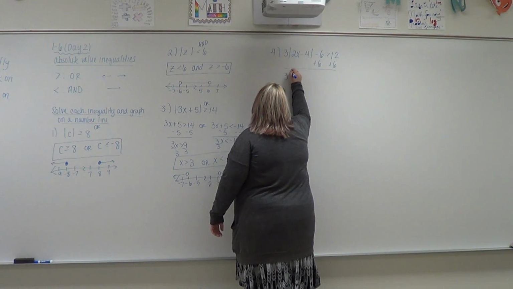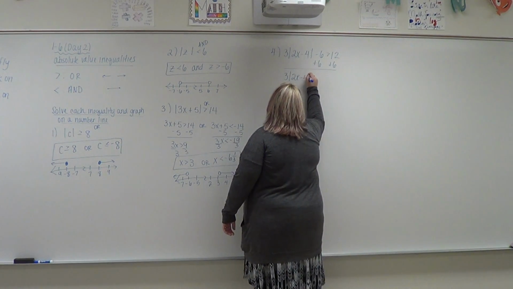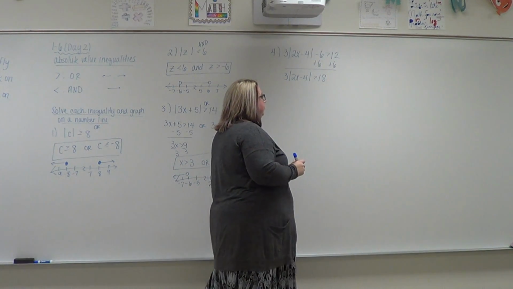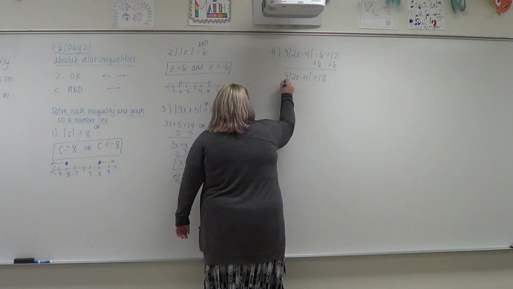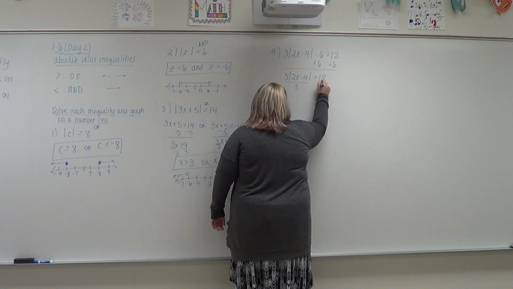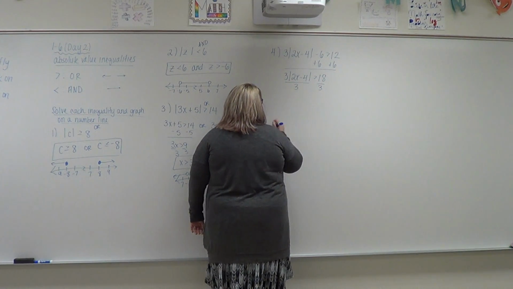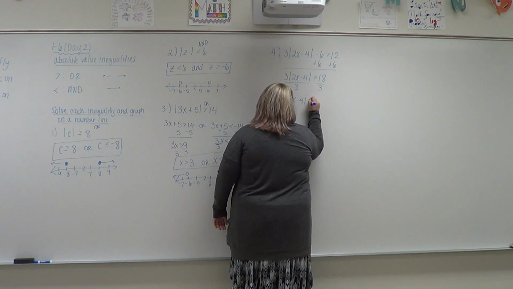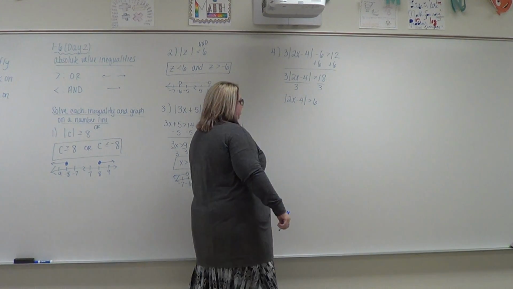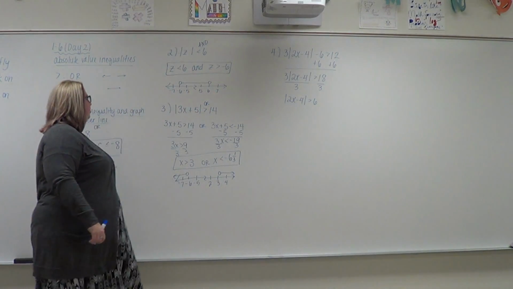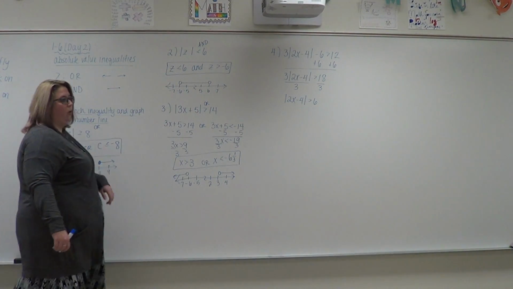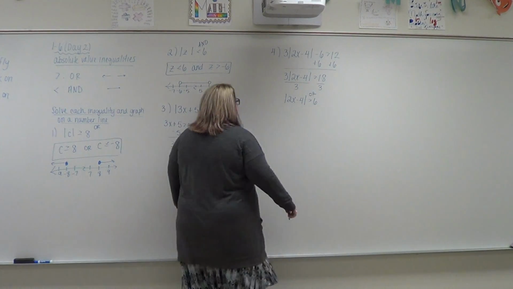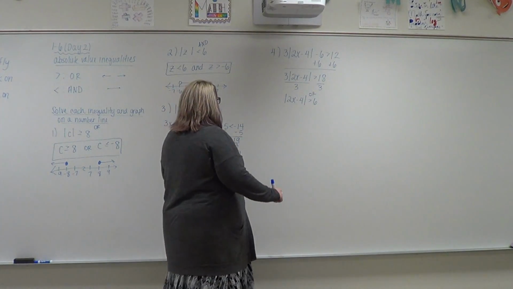So then I have 3 times the absolute value of 2x minus 4 is greater than 18. Okay, then I saw that 3 in front, so it's multiplied, so the opposite of multiplying would be dividing. So then I have the absolute value of 2x minus 4 is greater than 6. Okay, so this is a greater than, so we know this is going to be an or. So then I can split it apart.